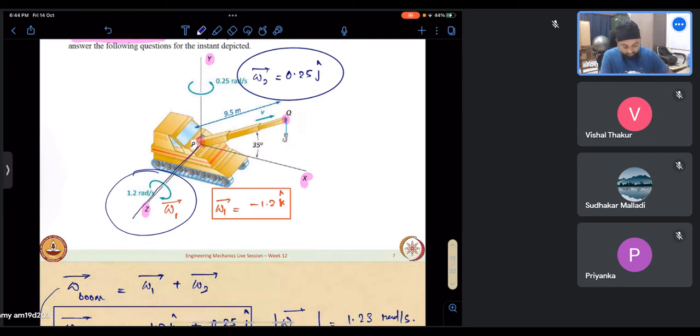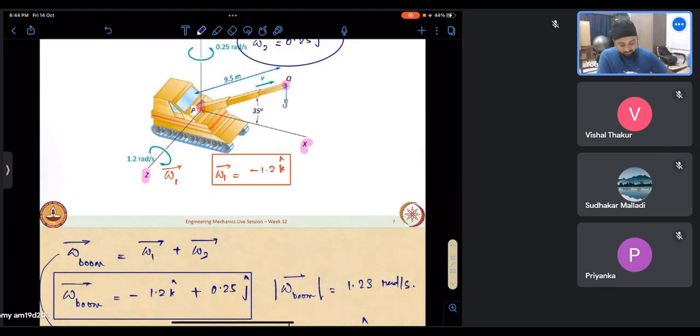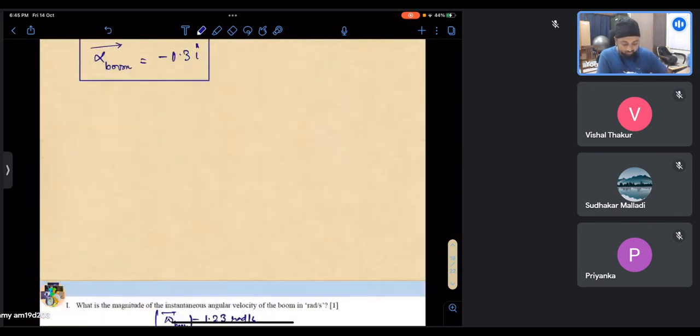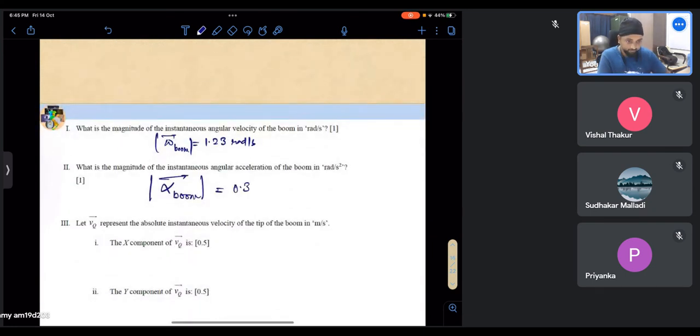Our angular velocity was pointing like that. After some time, it will be pointing like that. Then after some other time, it will be pointing like that. So its direction is changing. That is what is causing this acceleration to be non-zero, which was not there in our case of planar problems. Okay, so we have alpha as minus 0.3, so its magnitude is 0.3 radians per second squared.